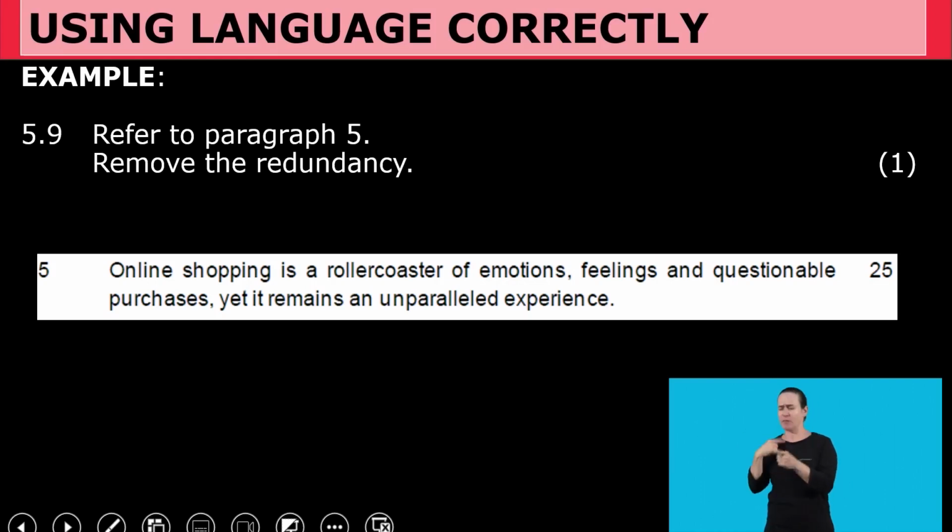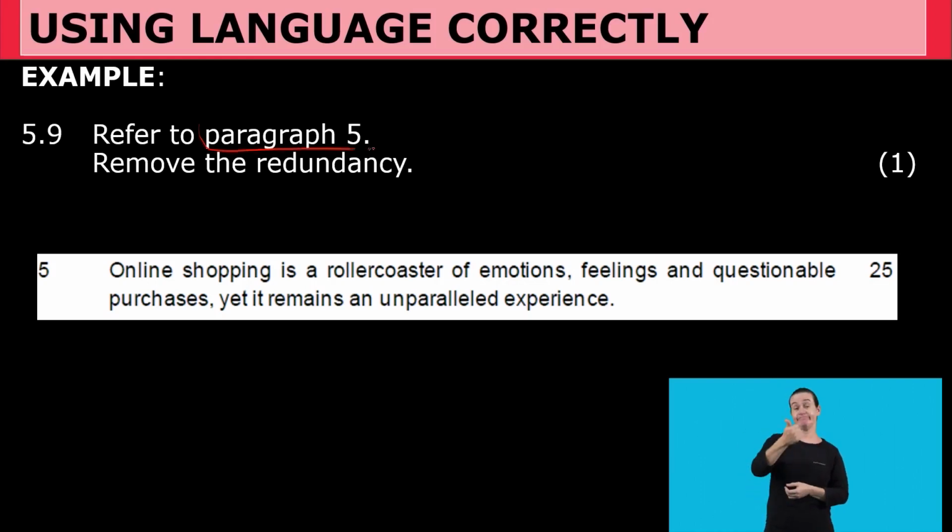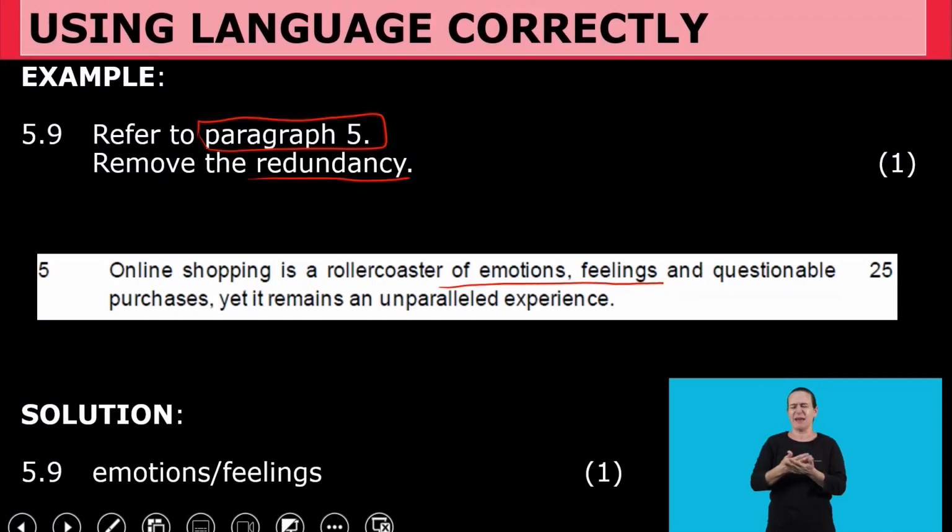Then question 5.9, refer to paragraph 5, remove the redundancy, so saying the same thing twice. Online shopping is a roller coaster of emotions and feelings. Emotions and feelings mean the same thing, so you simply remove one of those, or you can rewrite the sentence and remove any one. So this has been our lesson today on using language correctly.